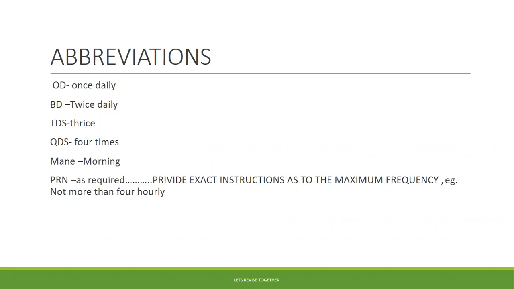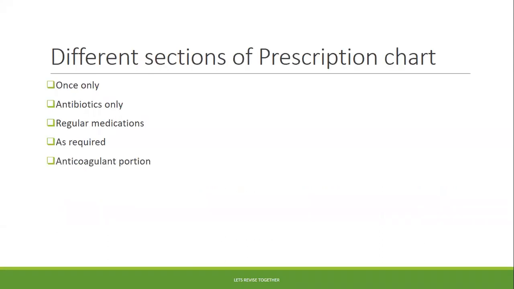These are the common abbreviations you are mostly using: OD, BD, TDS, QDS. OM means morning, and then PRN means as required. So sometimes in your task, you are given these abbreviations. You should know these abbreviations, because according to these abbreviations, you should be writing your prescription in your actual notes. All right. And then there are different sections of prescription writing.